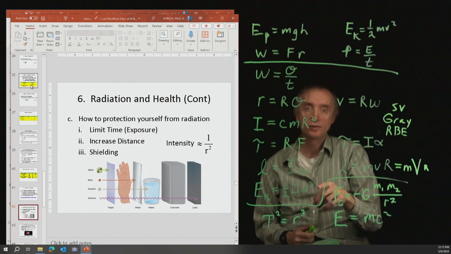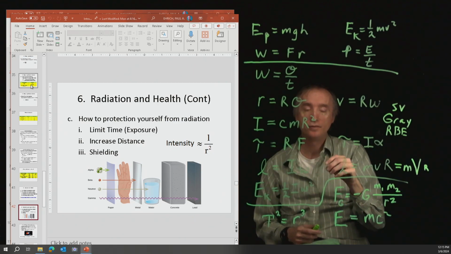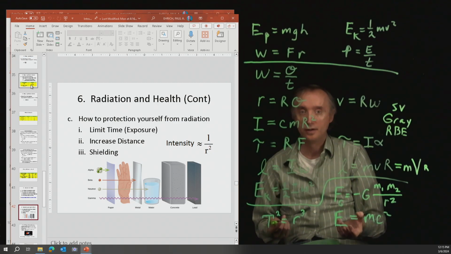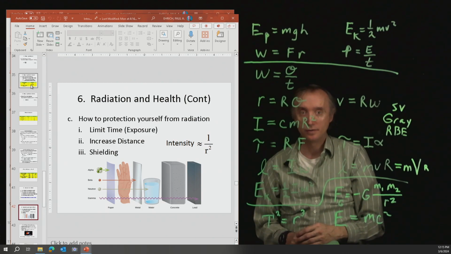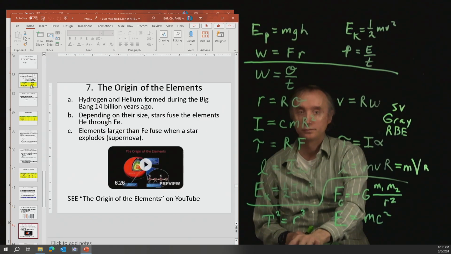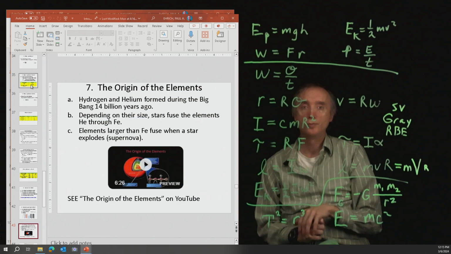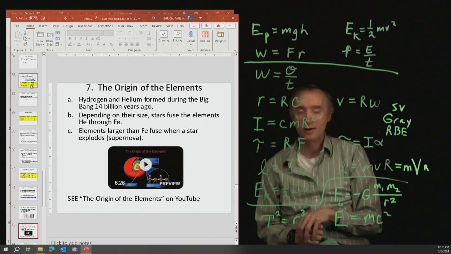Okay, and then we also talked about that if you don't want to get irradiated, limit your time of exposure, and also increase the distance from the radioactivity. All right, let's take a break. When we come back, we will finish our review for the Unit 4 exam by talking about the origin of the elements.